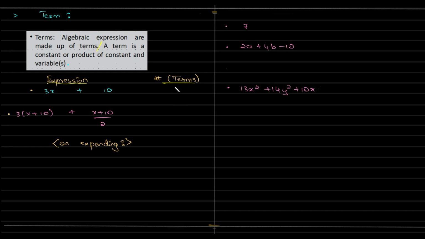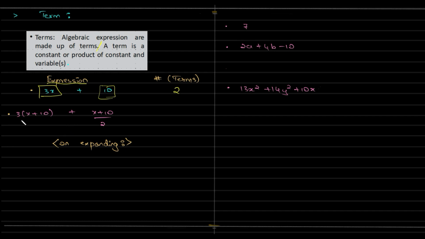So here we are looking at 3x plus 10. We have two terms. 3x is one term and 10 is another term. In the second example, again, how many terms? Try to pause and figure out all the terms in each of the expressions.